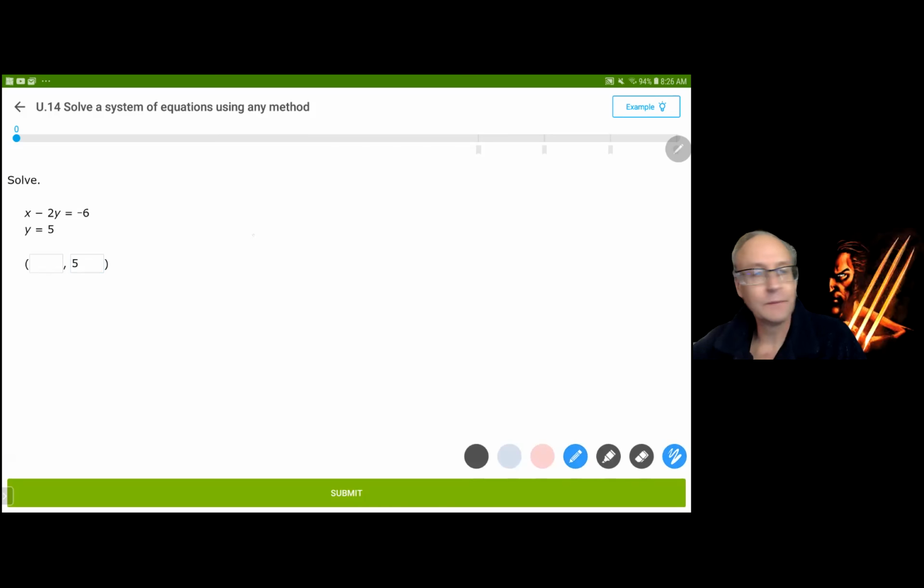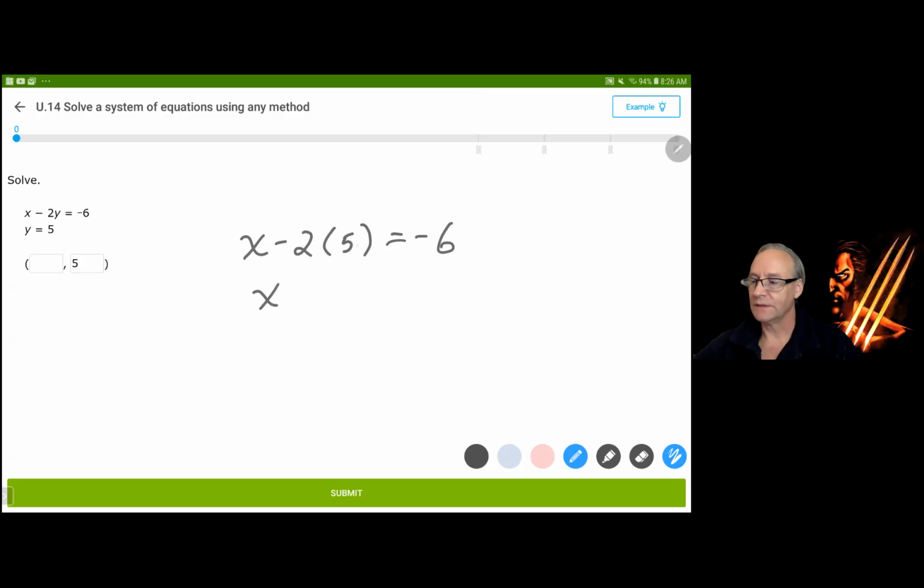Let's write this out. I have x minus 2 times y equals -6. I like substituting inside parentheses. It's always a good idea because sometimes you're going to have to end up distributing that -2. In this particular case, we just have x. We simplify, minus 10 is equal to -6. And I have to add 10 to both sides. I'll go ahead and do that. And x is equal to 4.